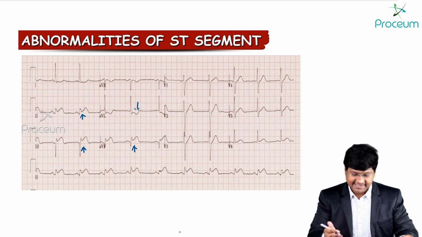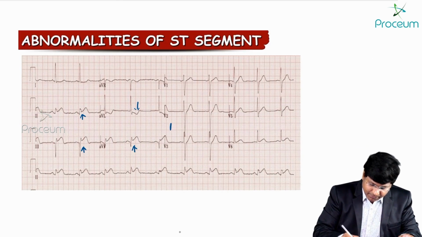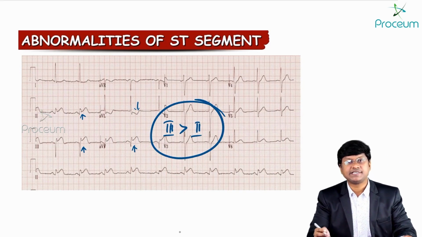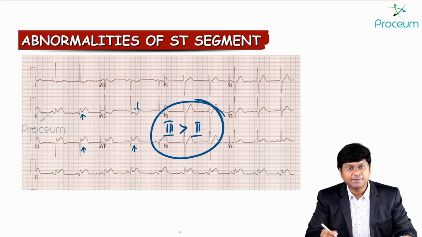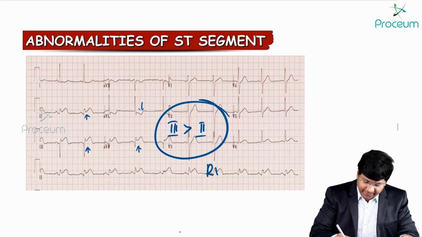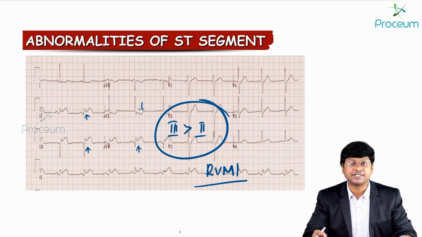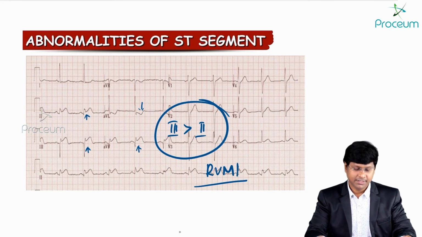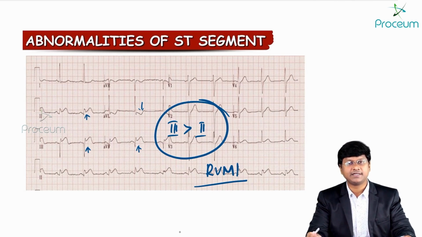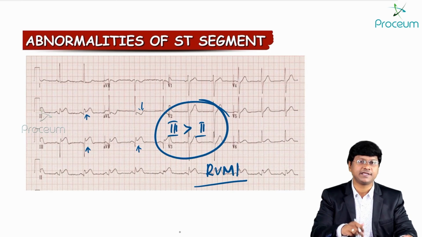But the ST segment elevation is more in lead 3 than lead 2. So what is this ECG suggestive of? This particular ECG is suggestive of right ventricular MI. So that is about the abnormalities related to your ST segment in this particular ECG.